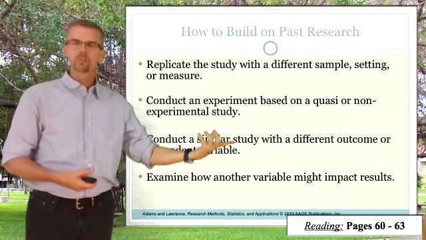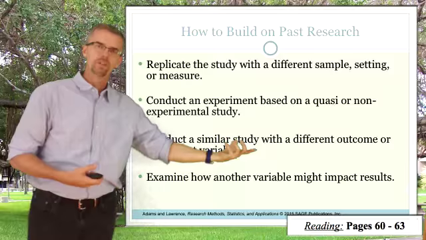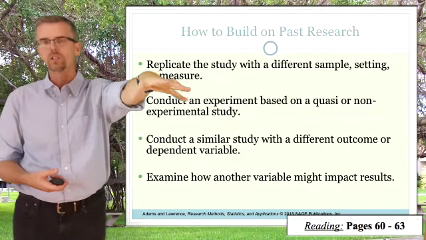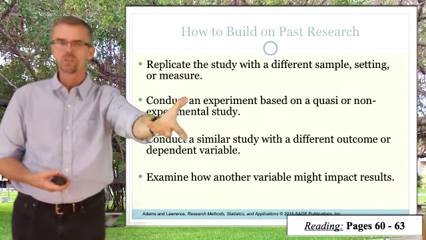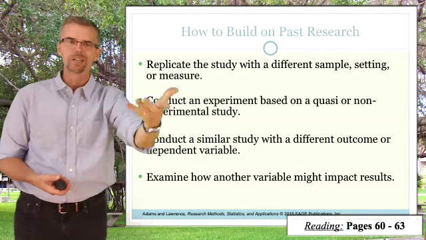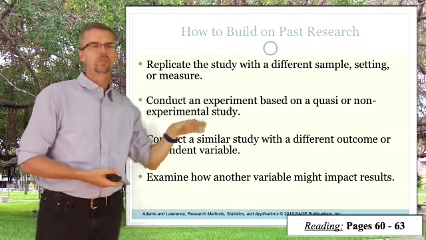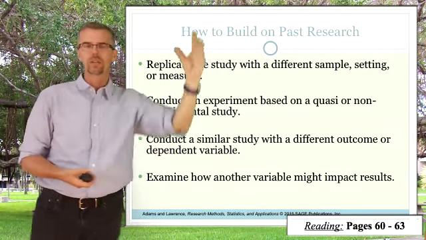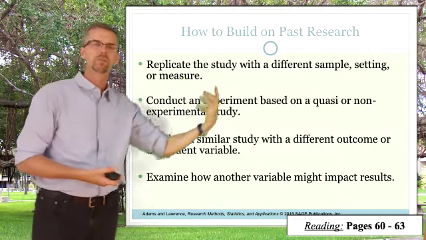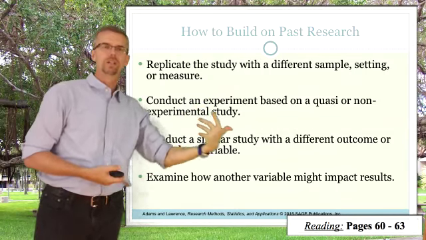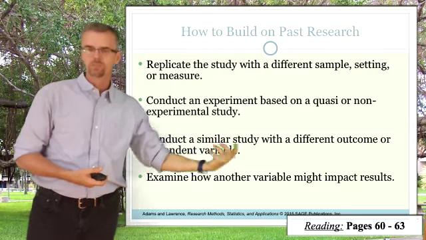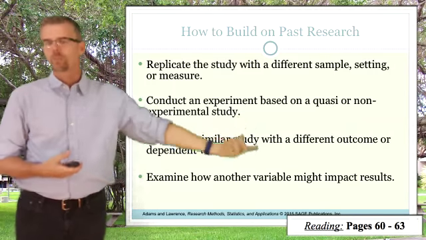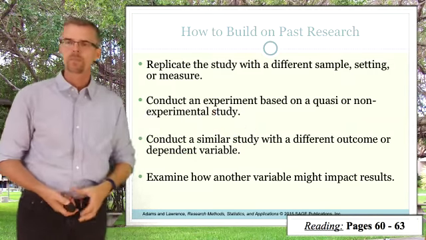You can conduct a similar study with a different outcome or dependent variable. So if they tried this in Chicago with school teachers doing this, why don't we try this in Miami with the school teachers doing something else? Or if they looked at math students in Chicago, I want to look at science students in Miami. Examine how another variable might impact results, same thing.